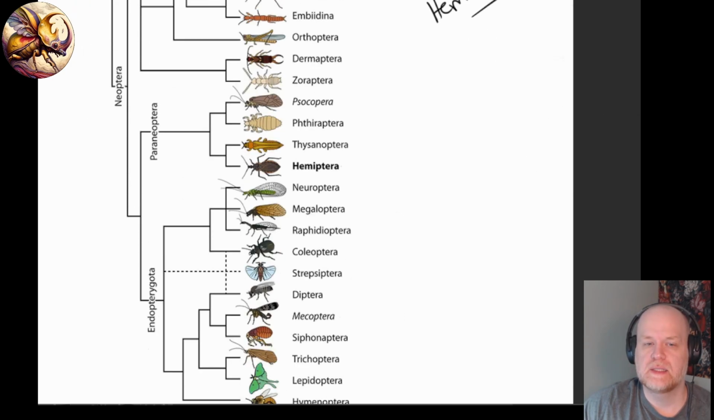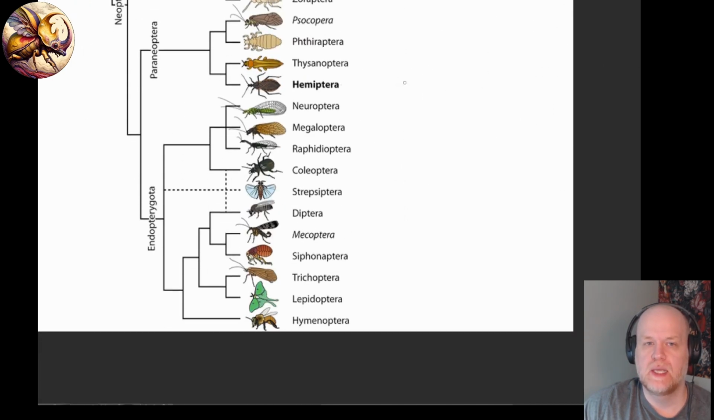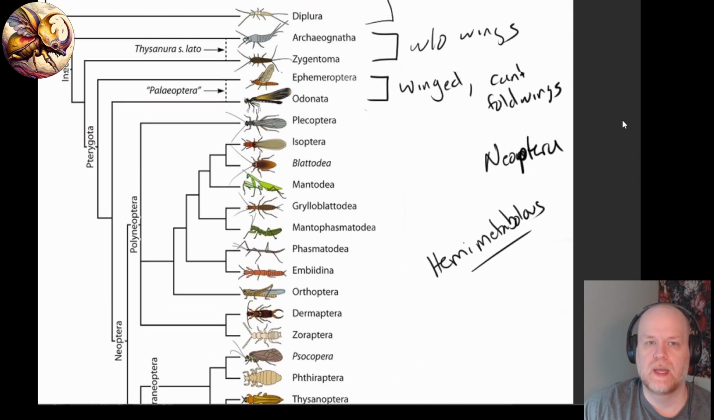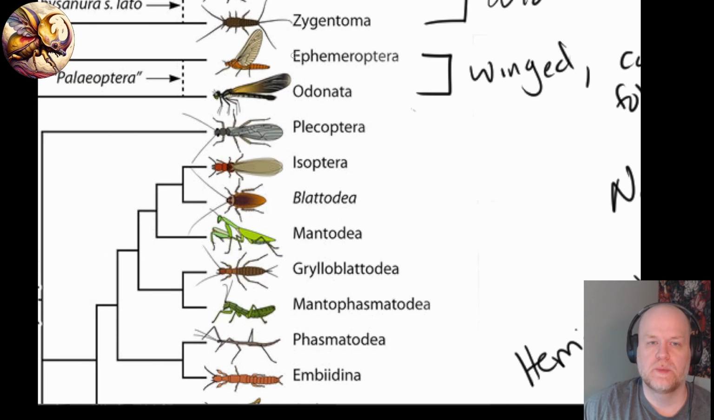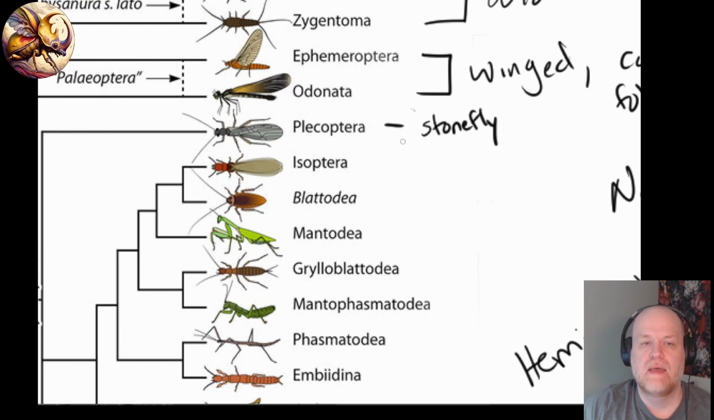And then the more advanced, as we go on, these down here are the holometabolous insects. Those are insects that go through a full metamorphosis. So the first group that we're going to talk about is here. These are the stoneflies, the Plecoptera. And these share a lot in common with the Ephemeroptera and the Odonata, besides the fact that they can fold their wings behind their back, so they definitely have a different looking wing structure.